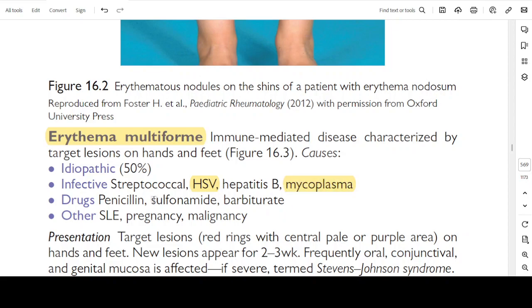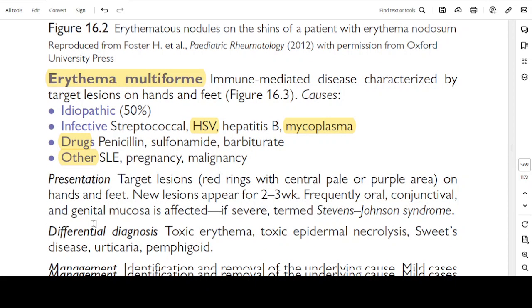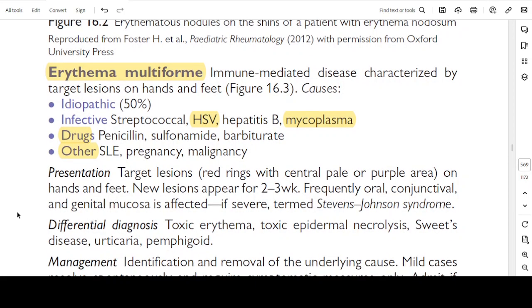Mycoplasma can also cause erythema multiforme like lesions. Drugs: penicillin, sulfonamides and barbiturates. Others: SLE, pregnancy and malignancy can cause erythema multiforme. Presentation. Target lesions are red rings with central pale or purple area on the hands and feet. New lesions appear for 2 to 3 weeks. Frequently oral or conjunctival and genital mucosa is affected. If severe, termed Stevens-Johnson syndrome.